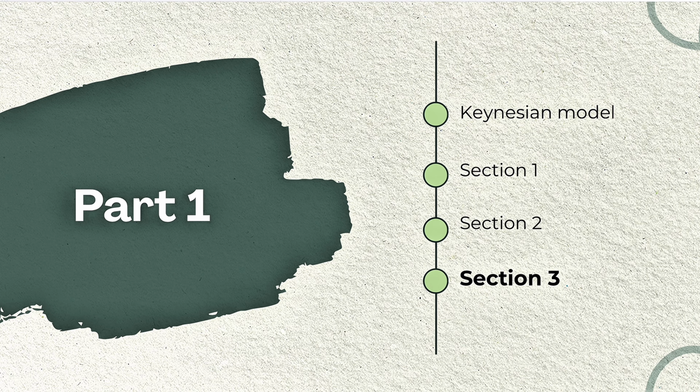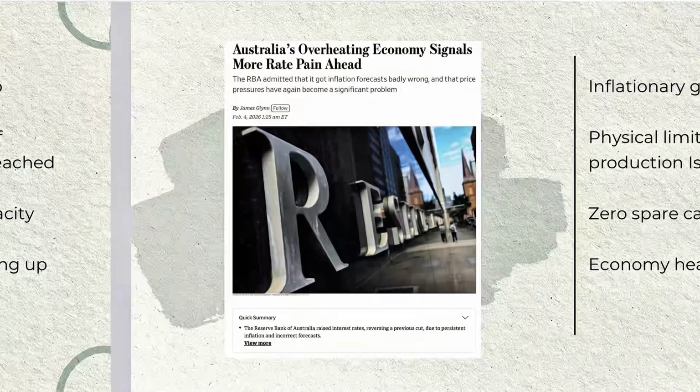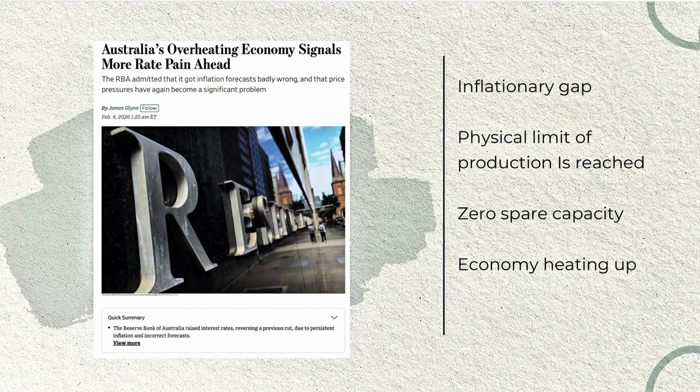Now moving on to section 3. This is when an economy experiences an inflationary gap as the physical limit of production has been reached. All factors of production have been utilized, so there is no additional capital, land and labor left, resulting in zero spare capacity. So when the aggregate demand increases from AD1 to AD2, there will be no additional real GDP and only an increase in the price levels. This is when the economy is heating up. And an example of this is Australia.